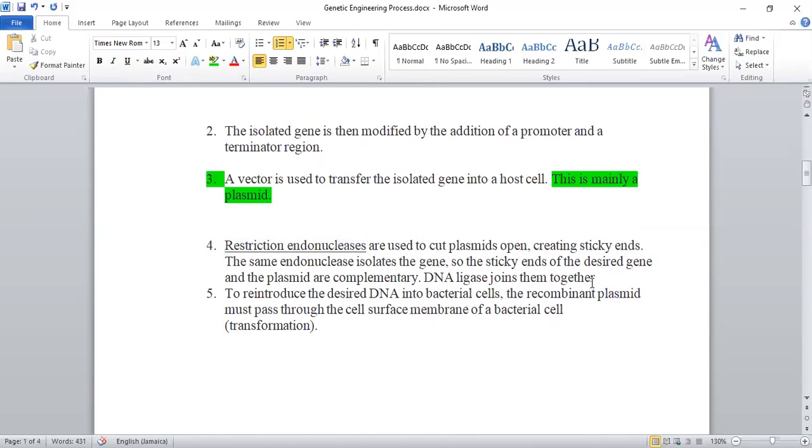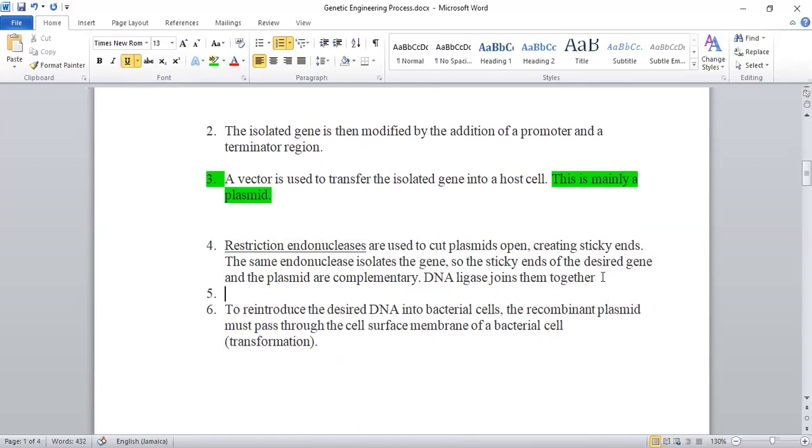So you must use the same enzyme that you used from the top, to cut your plasmid, right? So restriction endonucleases are used to cut the plasmids open, creating sticky ends. The same endonucleases isolate the gene, so the sticky ends of the desired gene and the plasmids are complementary. And then another enzyme comes in called DNA ligase that joins the two of them together.